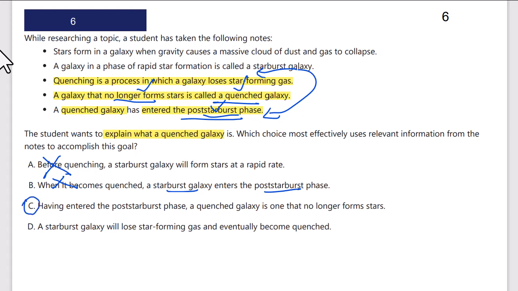Let's just check D. A starburst galaxy will lose star-forming gas. Okay, that's explaining a little bit about a starburst galaxy, and eventually becoming quenched. Well, quenched is losing your gas, but that says nothing about what a quenched galaxy is. It's a galaxy that no longer forms stars and has entered the post-starburst phase. So that's not right. C is the correct answer for number 6.